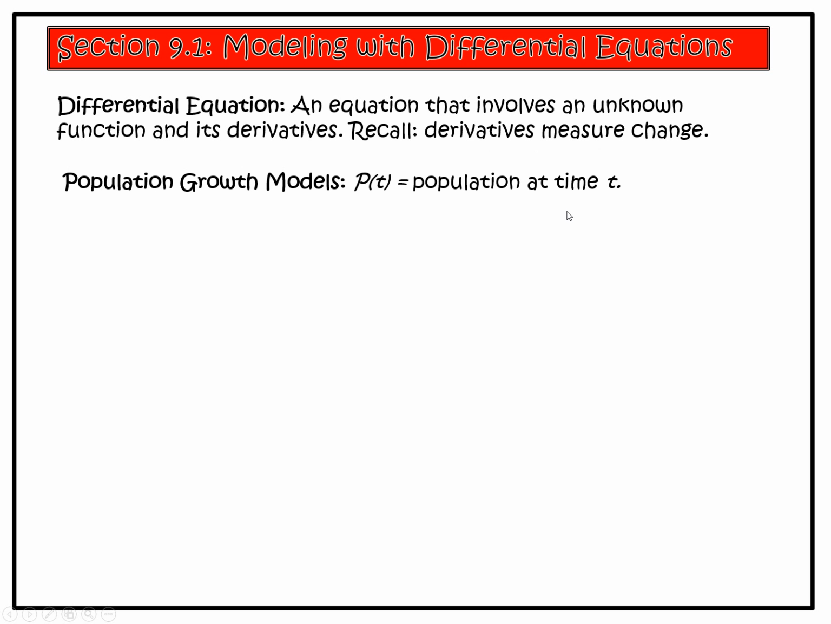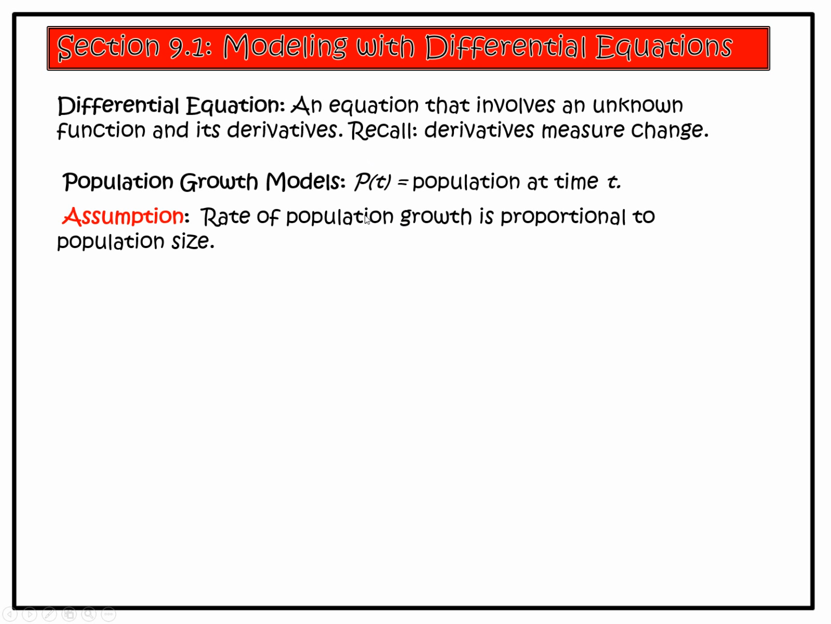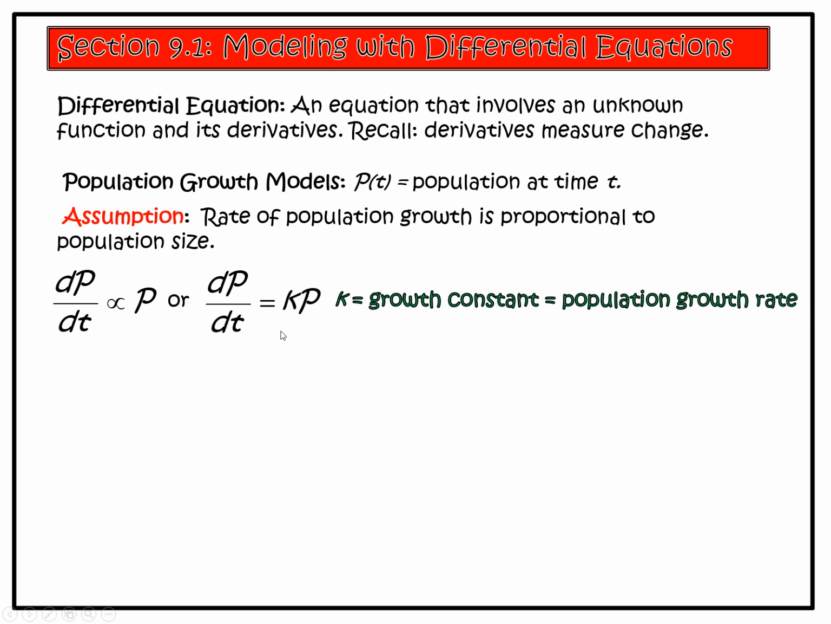So population growth models, where p is our function and t is time, that's population at time t, are modeled by differential equations. The assumption that we'll make in our population growth models is that the rate of population growth, so that's going to be a derivative, is proportional to the population size. So you'd write that like this: dp/dt, that's the rate, the derivative, is proportional to p. And remember, that means the same thing as dp/dt is a constant multiple of the population p. So k is our constant of proportionality, also called the growth constant, or the population growth rate.